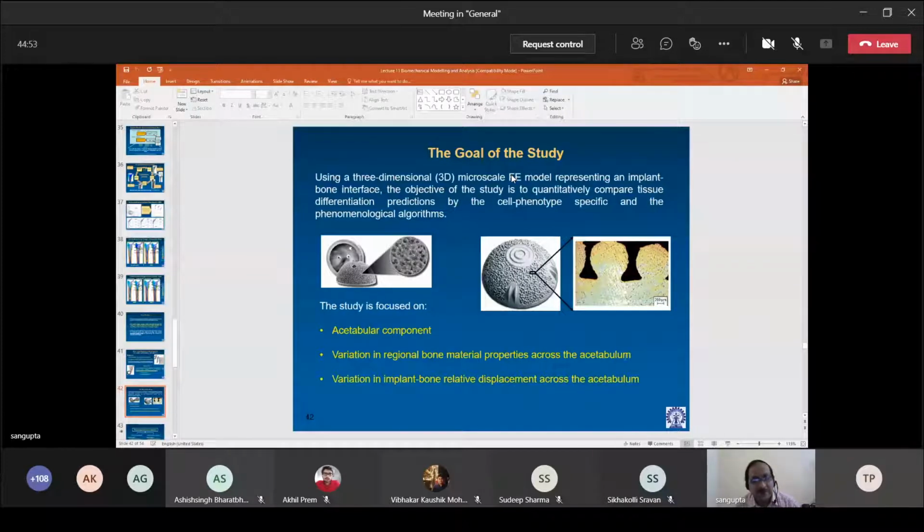material across the acetabulum, and it also takes into account the very important variable, which is the micromotion between implant and bone. So implant bone related displacements. So these two actually influence the bone ingrowth to a great extent, and we had actually about I think it was 11 models that separately we analyzed, but that represented basically variation across the acetabulum.